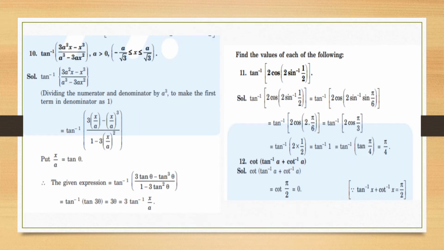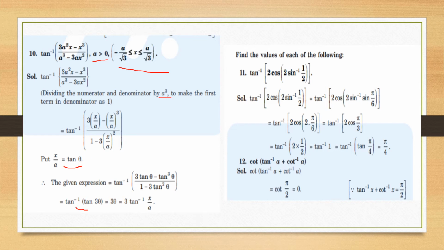Number 10 is tan inverse 3a square x minus x cube upon a cube minus 3a x square, where a is greater than 0 and x is lying between minus a by root 3 and a by root 3. Now again I have to bring some tan inside. So I'll divide numerator and denominator by a cube. Now see how the expression behaves. It becomes 3 times x upon a minus x upon a whole cube, and 1 minus 3 x upon a whole square. Now put x upon a as tan theta. You see this converts to a formula of tan 3 theta. We know tan 3 theta is 3 tan theta minus tan cube theta upon 1 minus 3 tan square theta.